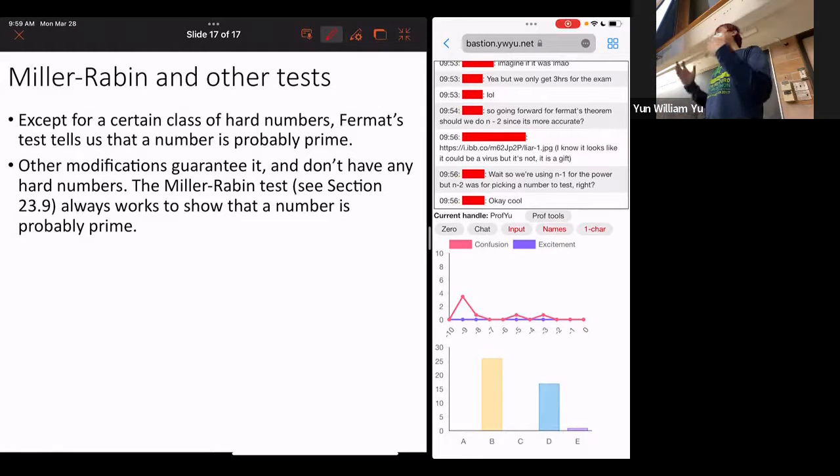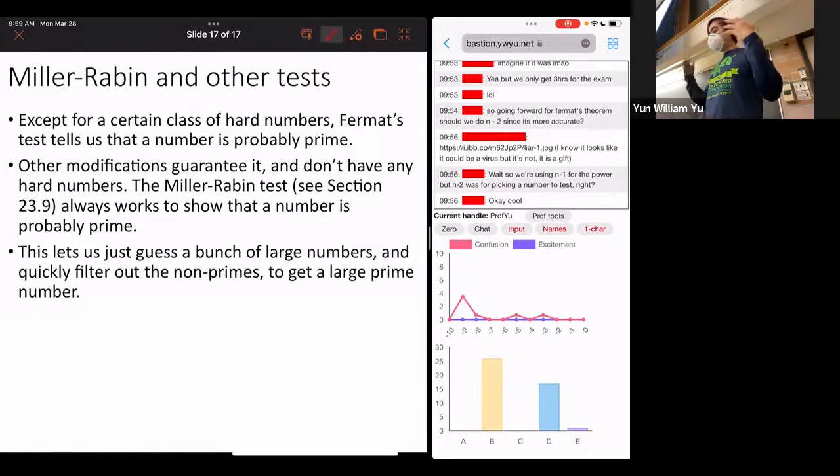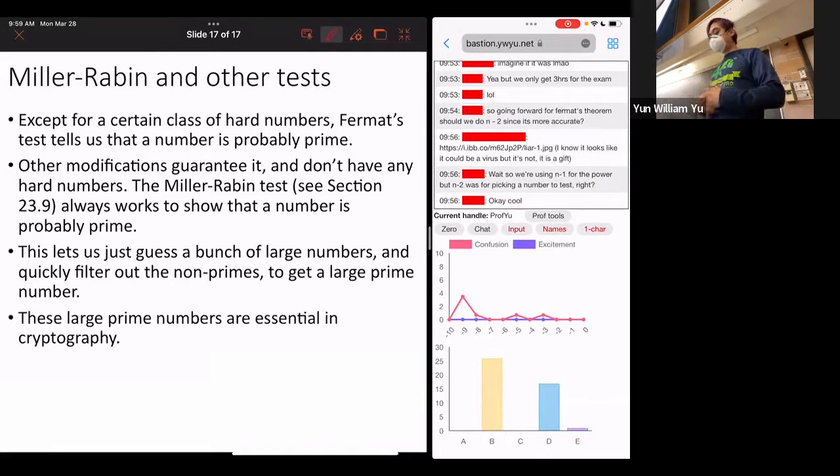You can't ever prove that a number is prime without doing a full factoring, but you can show that a number is composite, and you can show that the number is probably prime. And so the punchline is this lets us guess a bunch of large numbers and quickly filter out the non-primes, because you can quickly find witnesses to show that numbers are not prime. And this lets you choose a large random prime number. And these large prime numbers are essential in cryptography. And I think that basically ends my lecture for today.